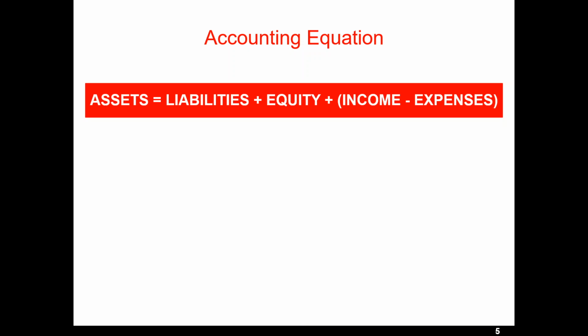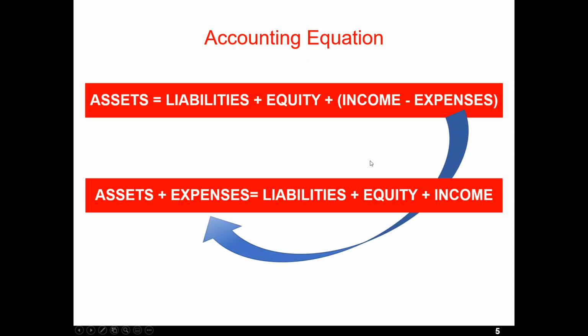Expanding the profit, we can rewrite the extended equation as assets equals liabilities plus equity plus profit, where profit is expanded as income minus expenses. And doing a little switch, the equation can also be displayed as assets plus expenses equals liabilities plus equity plus income. Having this equation in this format will help you to understand the debit credit rule very easily. I will discuss this after completing our accounting equation module.